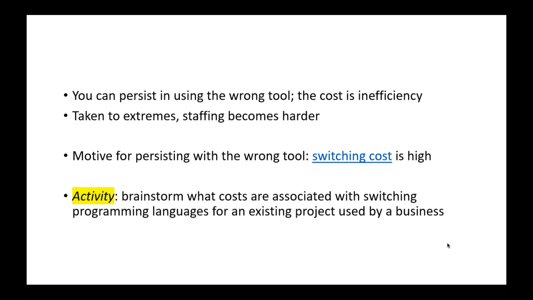Okay, so if you still have a piece of paper, that's good. What I'm going to ask you to do is write down all the different costs, right? This is a lecture on cost benefit analysis. So what are the costs of switching away from whatever implementation you have?